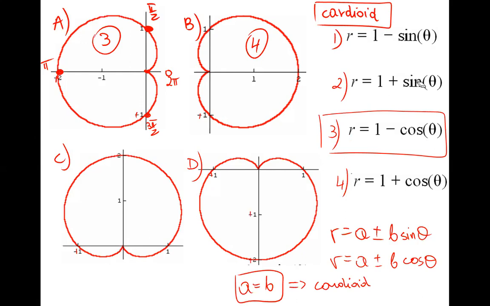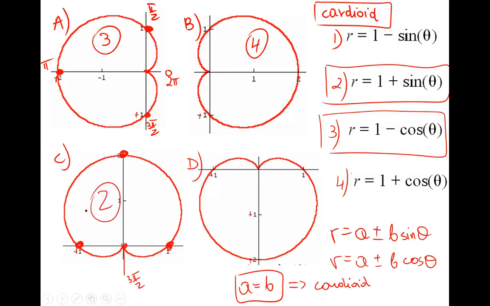Let's see. Sine at 0 is 0. 0 plus 1 is 1. Okay, great. At 90 is 1. 1 plus 1, 2. Excellent. I'm looking at this formula. Sine at pi is 0 again. 0 plus 1 is 1. And sine at 3 pi over 2, because that line represents 3 pi over 2, is negative 1. 1 minus 1 is 0. Excellent. Okay, that means you're good with cardioids. And this one must be number 1.